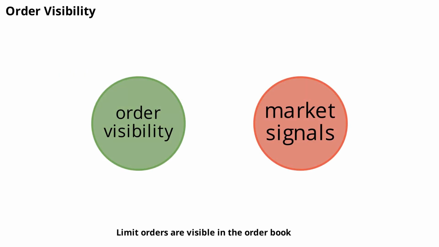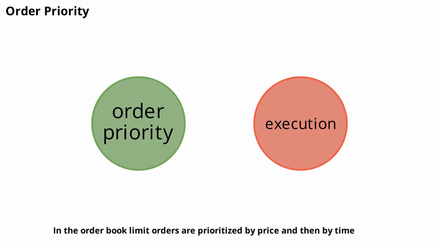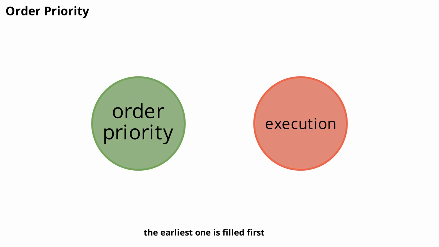Limit orders are visible in the order book, showing other traders your intent to buy or sell at a certain price. Market orders, however, are not visible until they're executed. This visibility can influence market behavior, especially for large limit orders. In the order book, limit orders are prioritized by price and then by time. The best price gets filled first, and if multiple orders are at the same price, the earliest one is filled first.